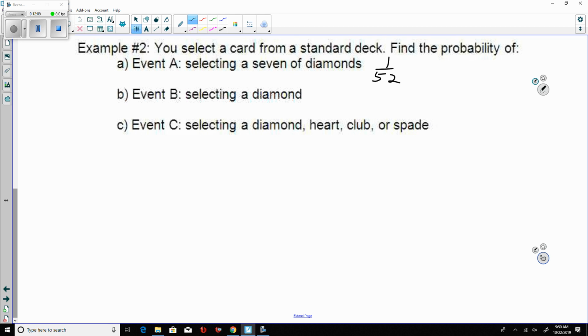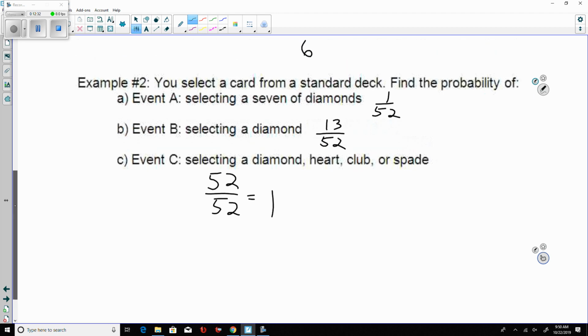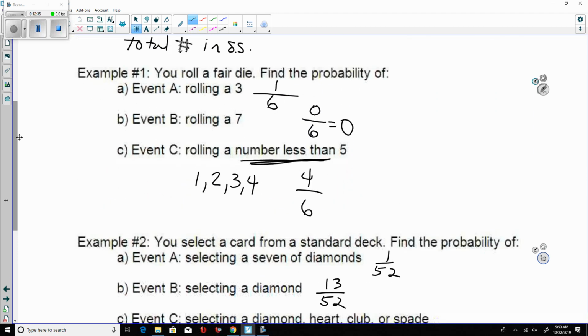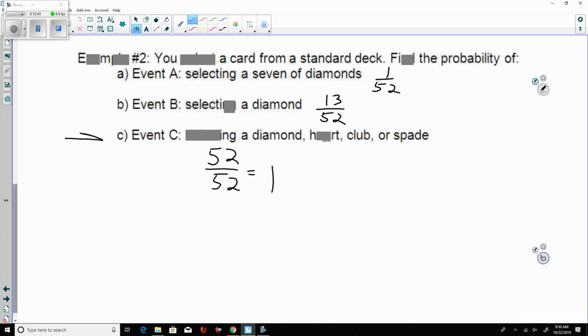Okay. Selecting a diamond. How many are there? 13. And if you forget, you can just do 52 divided by 4, 13 over 52. And then selecting a diamond, heart, club, or spade. Okay, 52 out of 52, which is 1. So we saw a couple things here in these examples. One key is example 1, letter B, where you have a 0. Down here, example 2, letter C, you have the 1. So all probability is between 0 and 1.